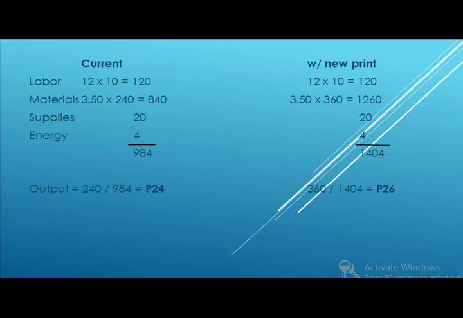And total all costs, the labor, material, supplies, energy, which is 120, 1,260, 20 pesos, 4 pesos, is equal to 1,404 pesos. And then to know the productivity of the new print, we must divide the increased rate that she can produce by the total cost, which is 360 divided by 1,404, is equal to 0.26.